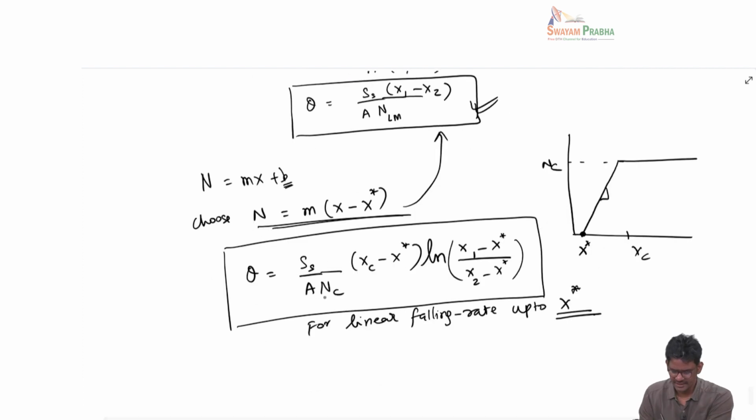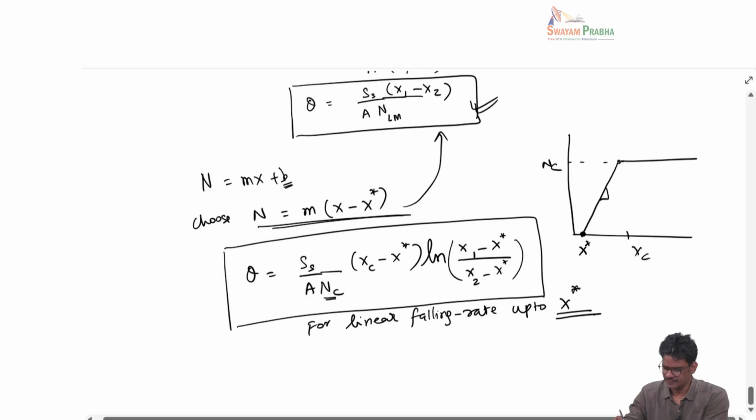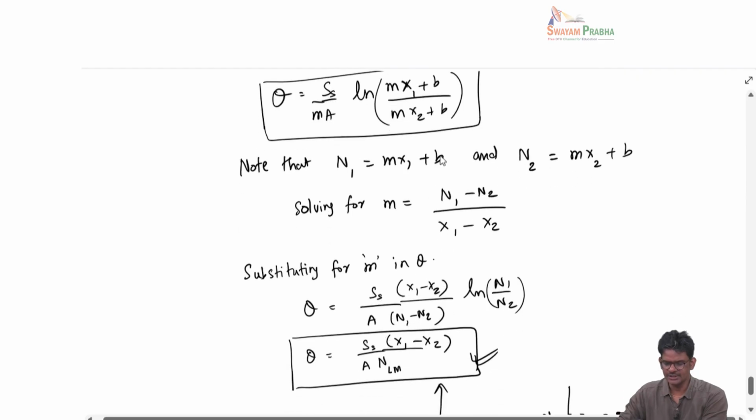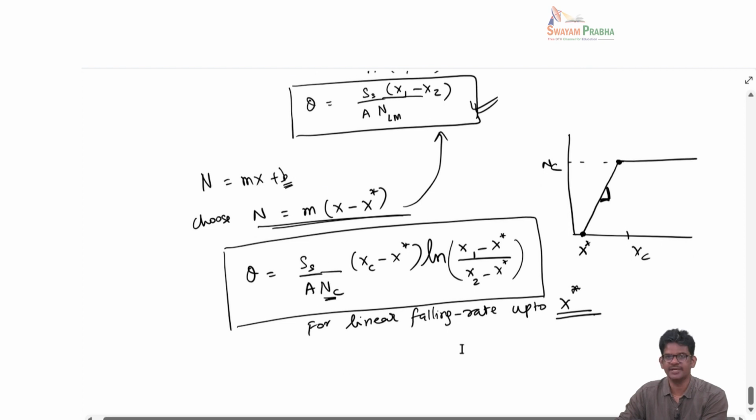The reason we get this term Nc here is that when we eliminate the slope of this line, that would actually involve Nc also. That's how this Nc comes in here. You can derive this directly by following these steps. Instead of b, you substitute minus mX star. Then you eliminate m using Nc minus 0 over X1 minus X2, and if you substitute that, you'll get a final answer.